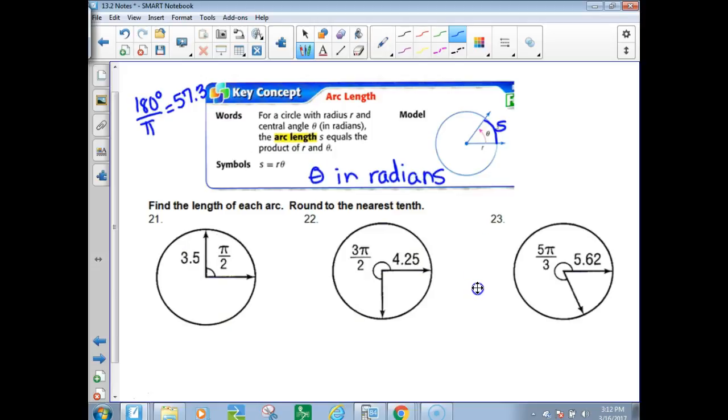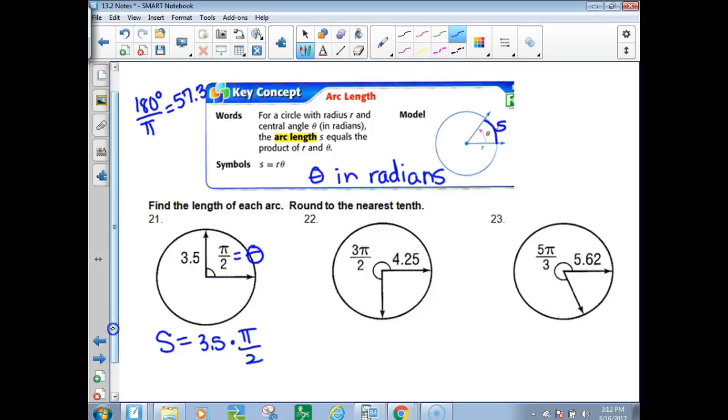Last year when you did it in geometry, you did the central angle measure out of 360 times the circumference. Well, we're going to find arc length now by doing the radius times the angle measure, and the angle measure must be in radians. If your angle is measured in radians, you're good to go with the formula. So S equals, in this case, the radius is 3.5 times theta. This would be theta. It is in radians.